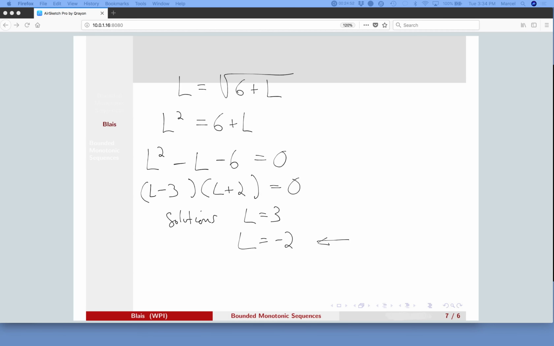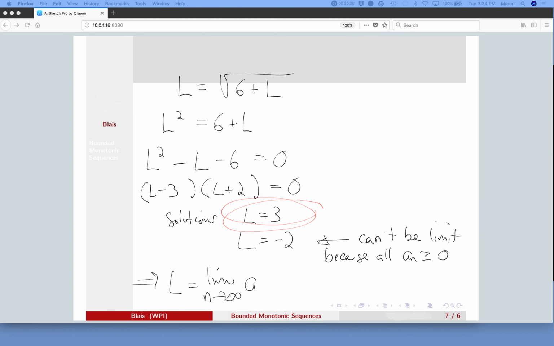Now we know that this can't be the limit because all the a sub n's are greater than or equal to 0. So this must be our limit. And that's what L was. L was the limit. So L was the limit as n goes to infinity of a sub n. And we've just concluded that it's equal to 3. So in these cases where you have a bounded monotonic sequence with a recursively defined sequence, you can use this approach to calculate the limit.